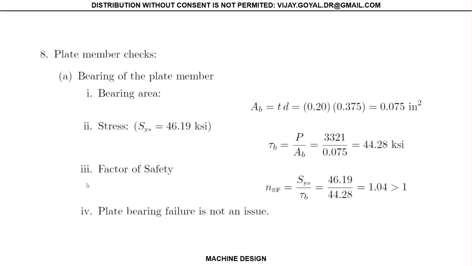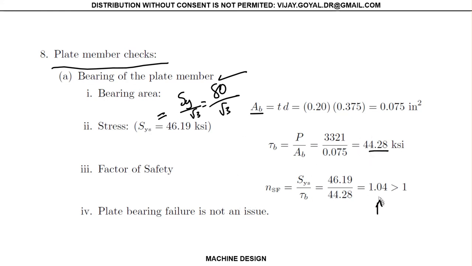So now you keep on moving on. Now you want to check the plate members. For the plate members, you find the bearing area. First thing is the bearing. Remember your stress, I found this again, sigma yield divided by square root of 3. So this is 80 divided by square root of 3, just in case you wonder how I got this value. Then you calculate how much is your stress. I converted this to KSI to KSI, and this gives you 1.04, and it's not an issue.